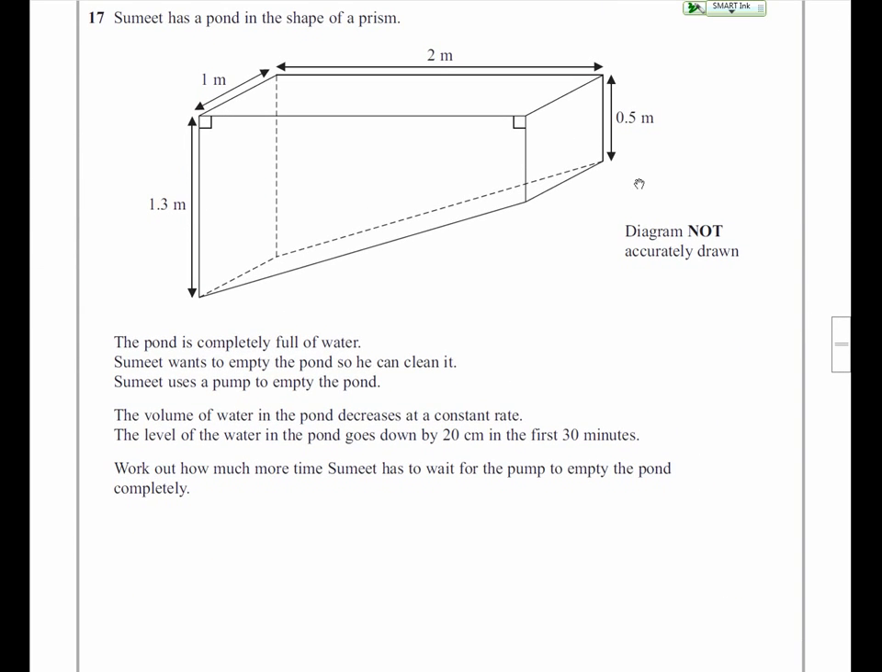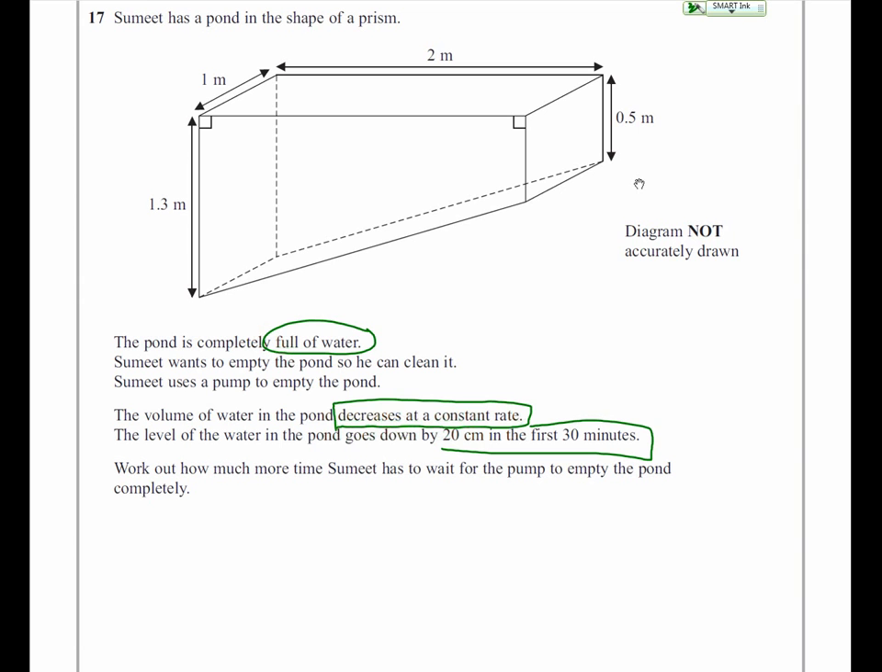Sumit has a pond in the shape of a prism. The pond is completely full of water, keyword. He wants to empty the pond so that he can clean it. We don't really mind why he wants to empty it, that's just a problem, trying to empty it. He uses a pump to empty the pond. The volume of water decreases at a constant rate. The level of water in the pond goes down by 20 centimetres in the first 30 minutes. Work out how much more time Sumit has to wait for the pump to empty the pond completely. This is a difficult question.